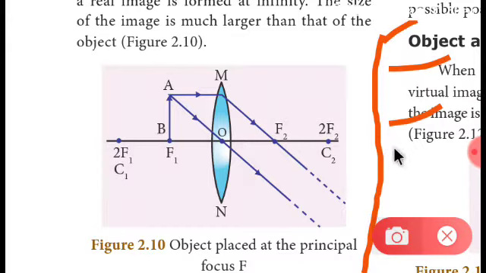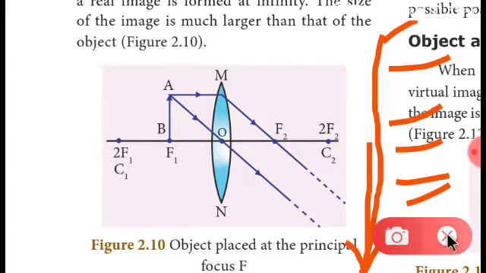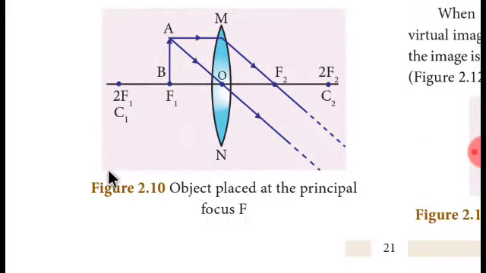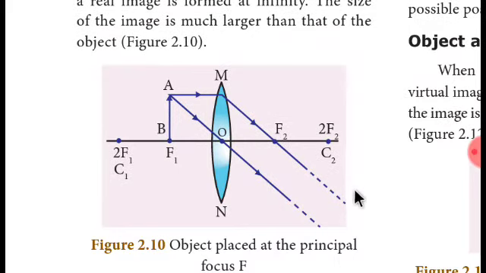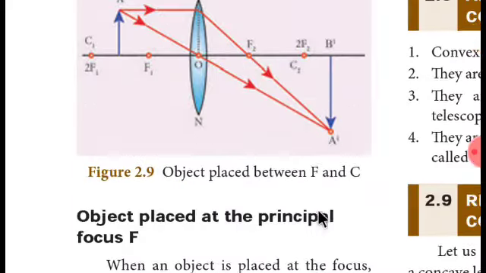Okay, so if there is a whiteboard, then the image of this object AB will be available here, a very, very large image. That's what I'm saying. And from here you can see the image, okay? So this is the fifth case. The size of the image is much larger than that of the object. There the object is kept at focus and you are going to get the image at infinity distance.